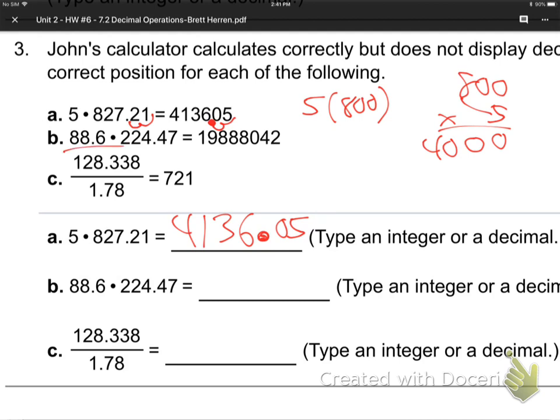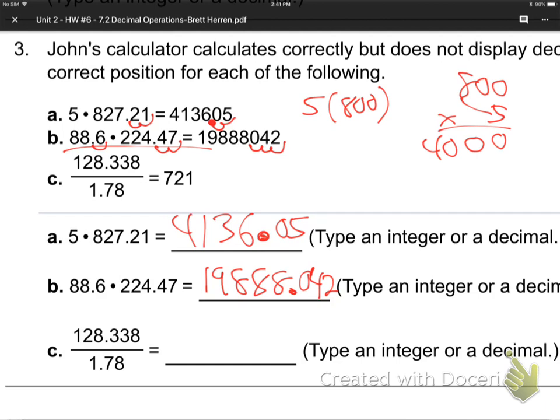How about part B? Just count places. 1, 2, 3 back. 1, 2, 3 back. Right there. So it's going to be 19888.042. Just count the decimal spots. We good? Total number of spots back.